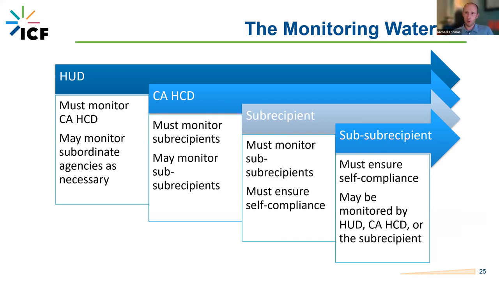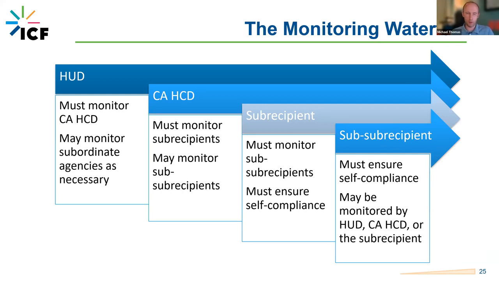Underneath HCD, you have these subrecipient agencies. They must monitor their sub-subrecipients. And if they deliver services directly, they must also ensure self-compliance with everything that's applicable. And then sub-subrecipients don't have to monitor anyone, but they must ensure self-compliance. The only reason a sub-subrecipient would have to monitor would be if they further subgranted down the chain, but I don't think that's very common.